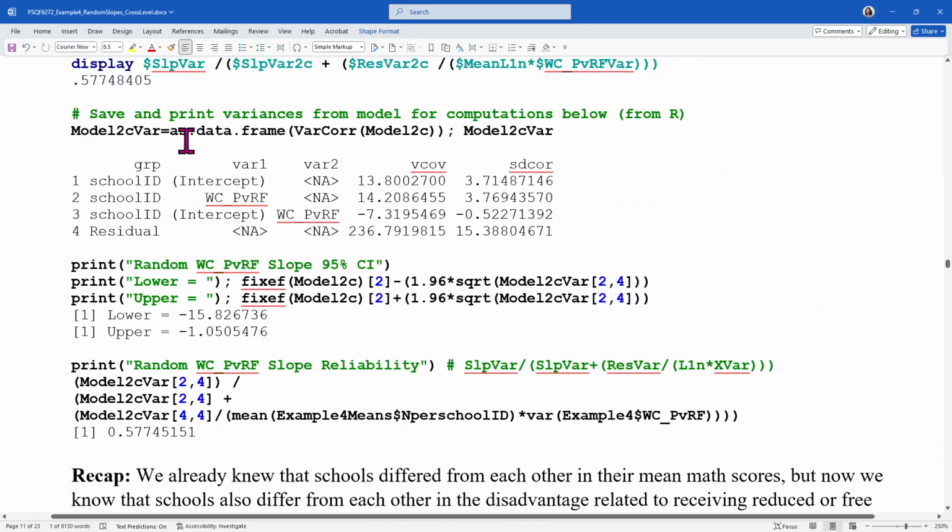In R, I did the same thing with the as data frame for the VarCorr, extracting this, turning it into a table I can work with, and then plugged in the places for the information that I want. So this column is variances and covariances. So this one right here is the covariance. This column is either standard deviations or correlations. So it's all in one nice compact table.